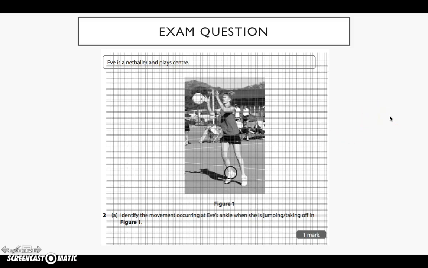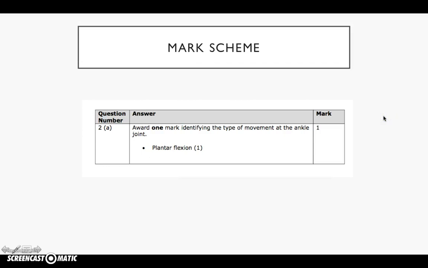So here's an exam question. Identify the movement occurring at Eve's ankle when she's jumping and taking off. So if you just pause this. The answer is plantar flexion.